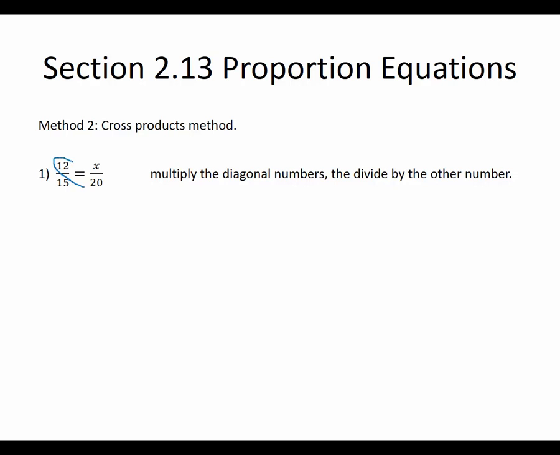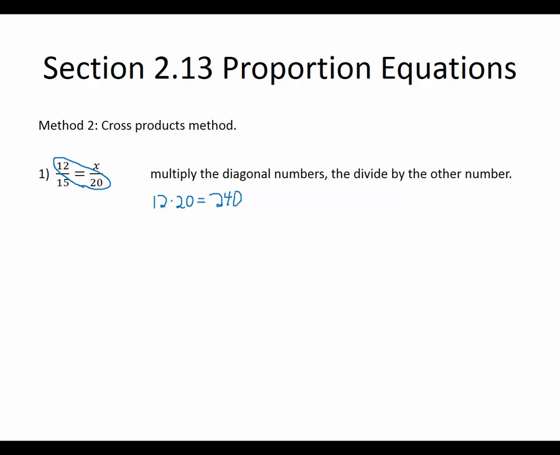There should always be a pair of numbers that are diagonally across from each other. So in this one it's the 12 and the 20. And what I'm going to have to do is multiply those two numbers. So I do my 12 times my 20. And again, you can just plug that into your calculator. 12 times 20 is 240.